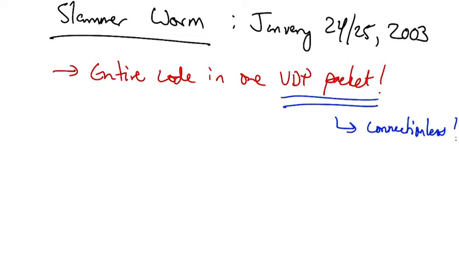One brilliant aspect of the Slammer worm is that because it was spread via a single UDP packet, it was connectionless, meaning that it could spread and was no longer limited by the latency of network round-trip time, but only by the bandwidth of the network.